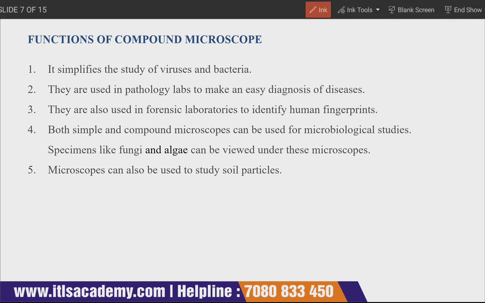Now if we talk about the functions of a microscope, let's say the function of the compound microscope. It is simply the study of viruses and bacteria. So when you have to study viruses and bacteria, you use a compound microscope. You can also use a different microscope, but the compound microscope simplifies the study of bacteria and viruses. They are used in pathology labs to make an easy diagnosis of diseases, means in diagnostic centers where they diagnose any disease. They are also used in forensic laboratories to identify human fingerprints.